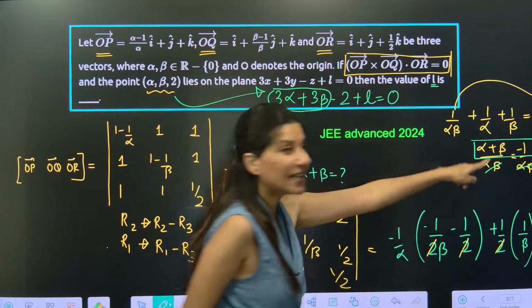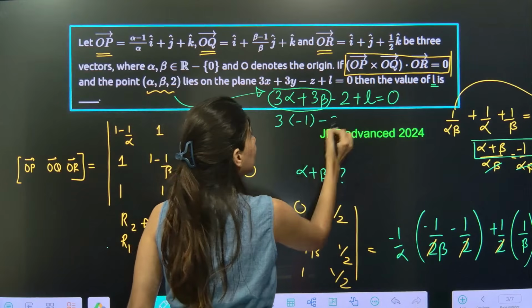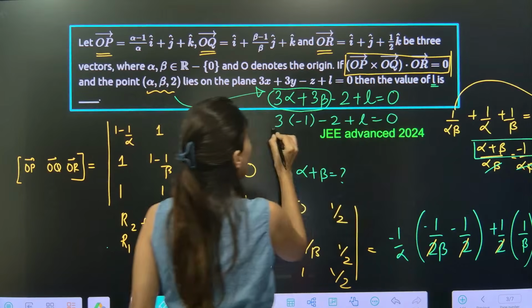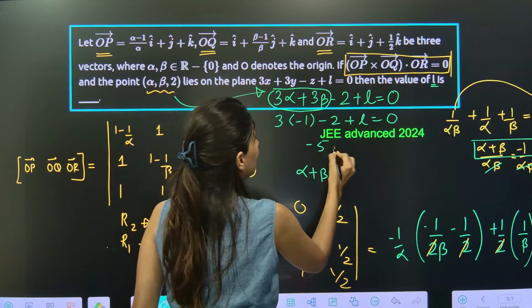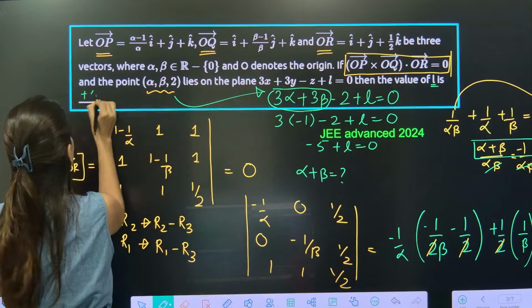The moment we get this, just put this over here. So 3 into minus 1 minus 2 plus L is equal to 0. Minus 5 plus L is equal to 0. So the value of L is plus 5.